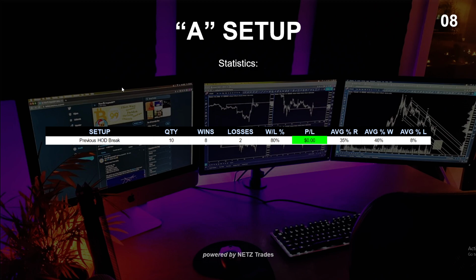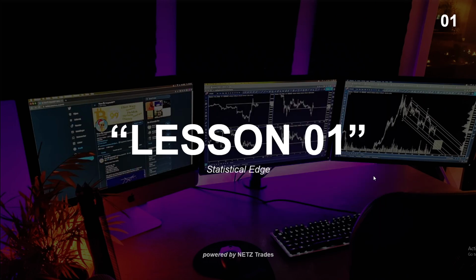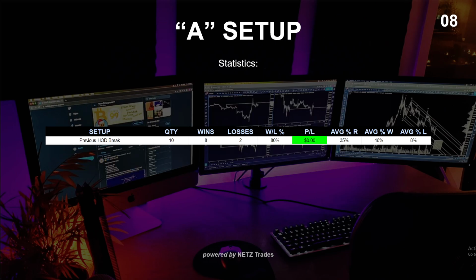But that's pretty much it. I think this is the last slide I had. So going back to the first slide, that's basically Statistical Edge. That's what I wanted to go over in this lesson, and hopefully you now better understand why it's important to have Statistical Edge. What Statistical Edge pretty much means is you've proven to yourself that your setup has a good winning percentage, or a very good risk to reward. So our risk is 8% and our reward is 46% on average. That's what you're looking for.